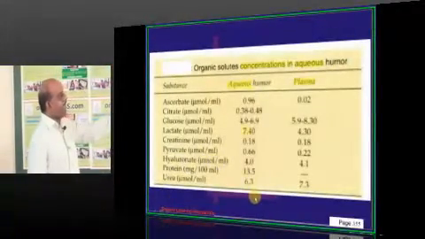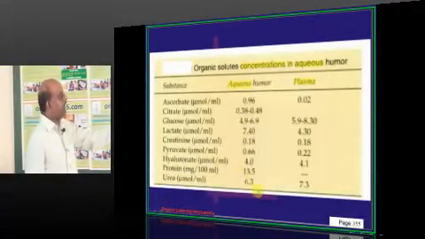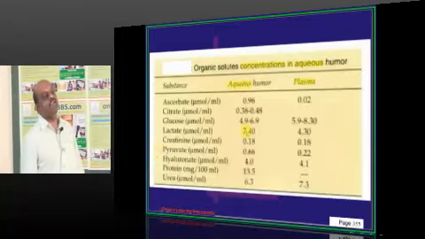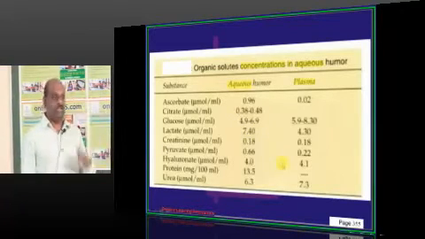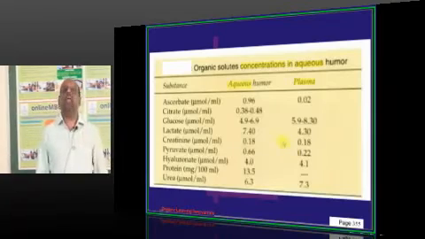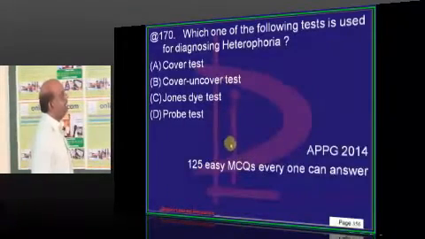What substrates are high and low? Urea is low in aqueous humor, but lactate is high in aqueous humor, as is known from times immemorial. Ascorbic acid also is very high in aqueous humor, is what you need to remember.